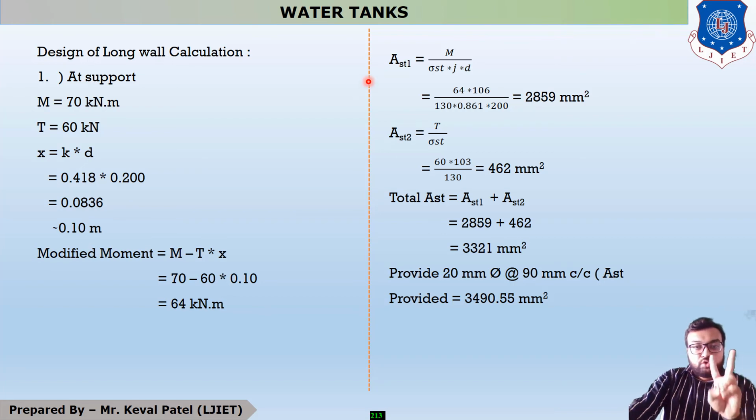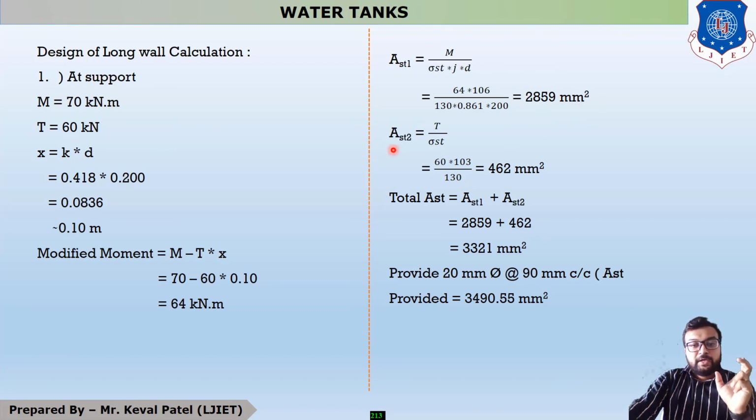Now we have to find out two Ast values. The first Ast is for moment. The equation is M upon sigma st into j into d. Now what is the value of M? The value of M is 64. We have to use the modified moment. It is 64 into 10 raised to 6 divided by the value of sigma st, which is 130, into 0.861, into 200. So you will get your answer 2859 mm square. So this is the calculation of Ast1.